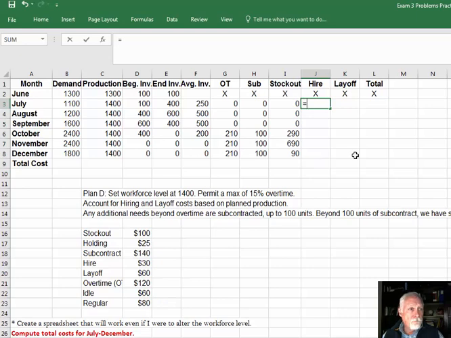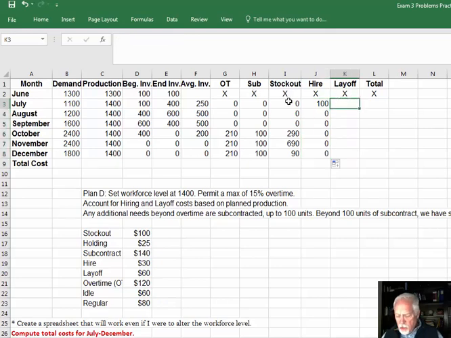So this is equal to C3 minus C2. So that's a 100 higher. But what if this went the other way? Let's go ahead and make this a general rule. So if C3 minus C2 is greater than zero, then type it in, else zero. So now we have created a generic formula that works for all.